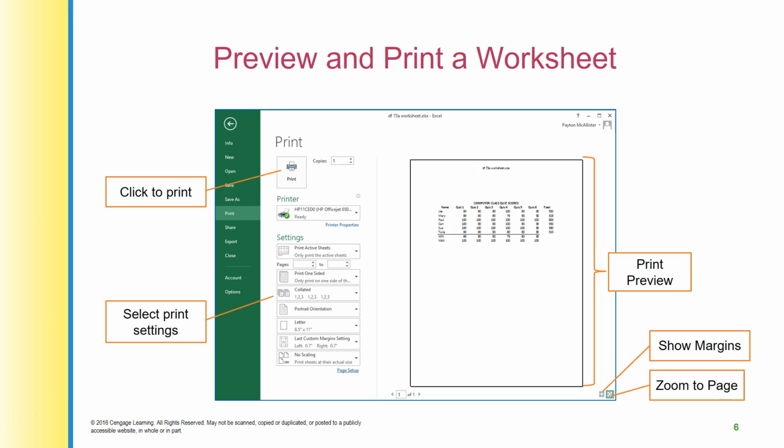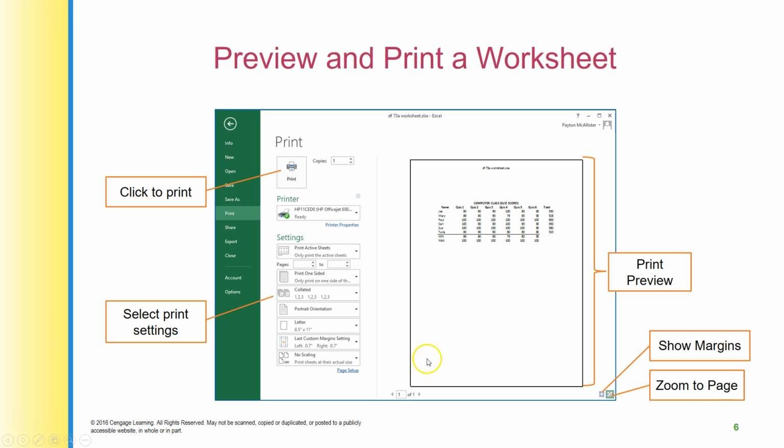If you want to display the margins, which are down here, you should see this, click the show margins icon at the lower right corner. After previewing the worksheet, you can return to it to make additional changes, or if no changes are needed, you can print using the print path at the left.